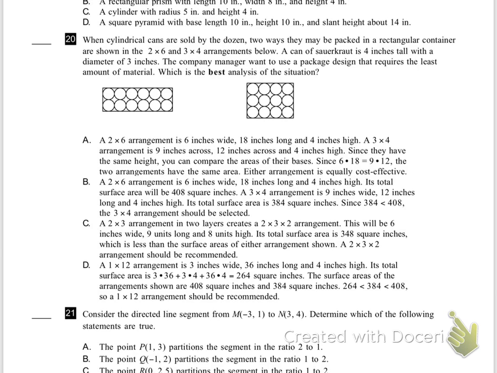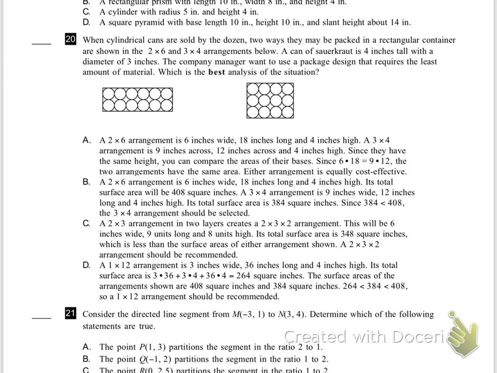We are looking at number 20, calculator portion of the EOC practice test. When cylindrical cans are sold by the dozen, 2 ways they may be packed in a rectangular container are shown in the 2x6 and 3x4 arrangement below. A can of sauerkraut is 4 inches tall with a diameter of 3 inches. The company manager wants to use a package design that requires the least amount of material. What is the best analysis of the situation?